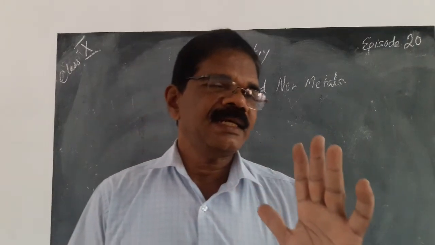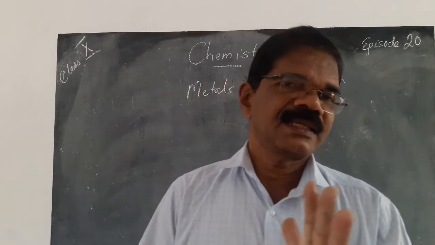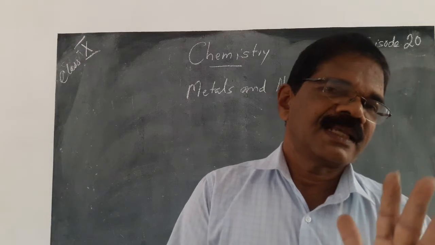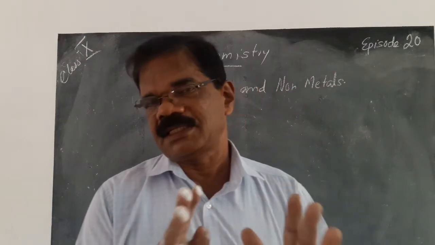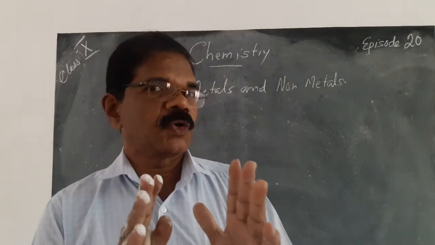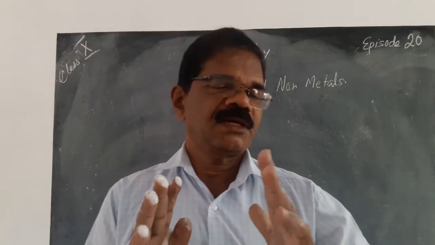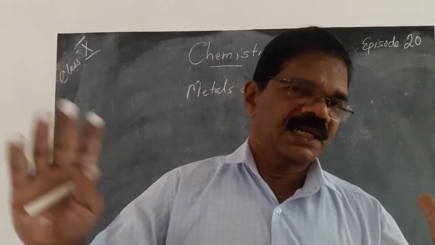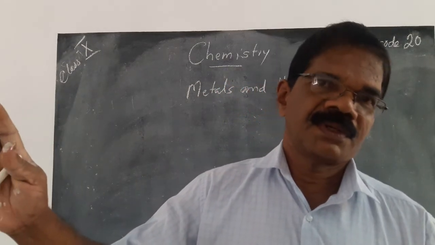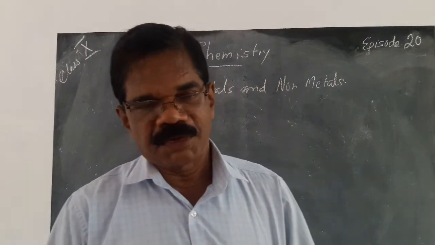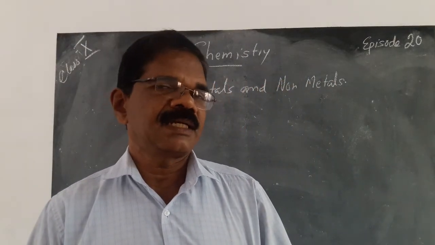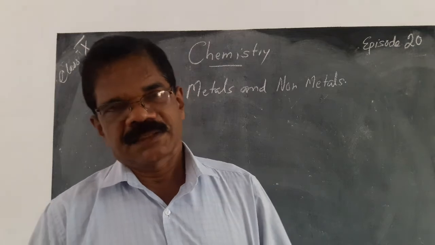As the metallic character decreases, the non-metallic character increases. Where does the change take place in the case of the second period? Boron. Left side of boron, metals. Right side of boron, non-metals. Boron is a metalloid. So we can have a broad classification of elements into metals and non-metals.